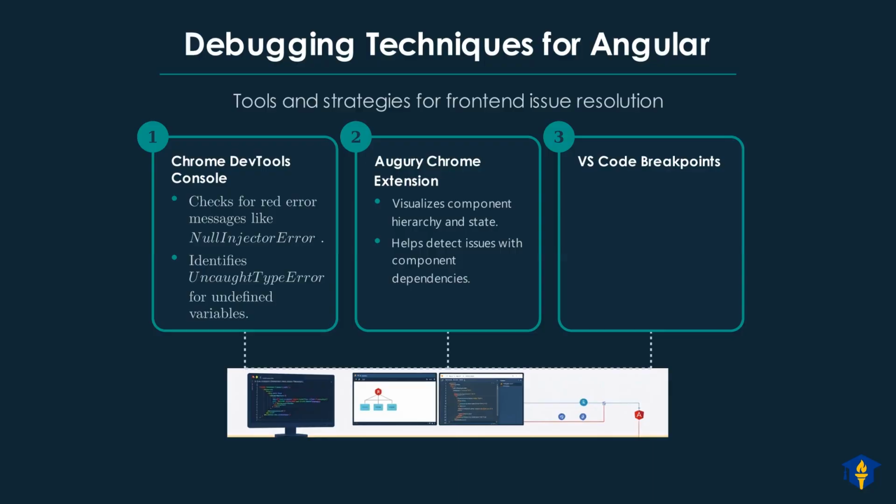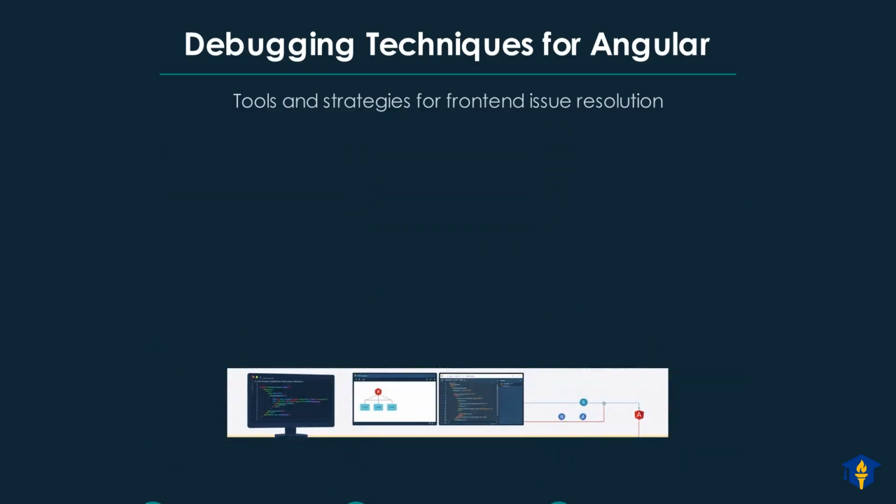We also use VS Code breakpoints to pause execution and inspect code behavior. Breakpoints allow you to pause your code's execution at specific lines you designate. This pause then allows for the real-time inspection of variable values during runtime.